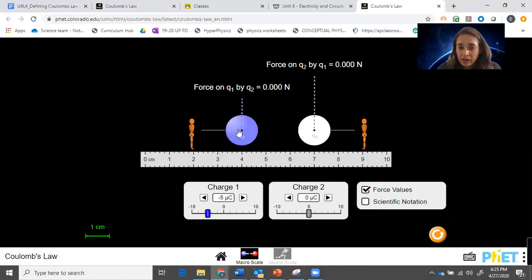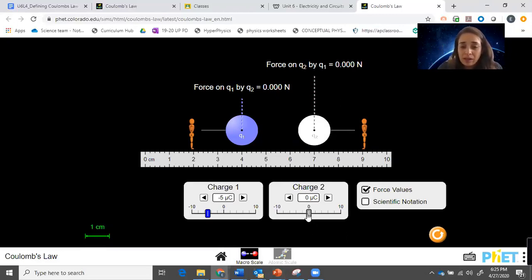So I made this charge negative here, represented by the color blue, and nothing's happened because, as we see here, this charge has 0 charge, so there's nothing going on. So that's one clue that we should see: just because one object is charged doesn't mean that it's going to exert a force on something that's neutral.